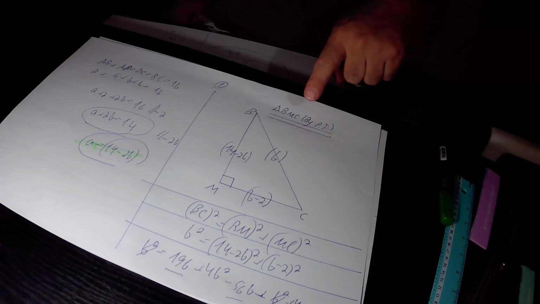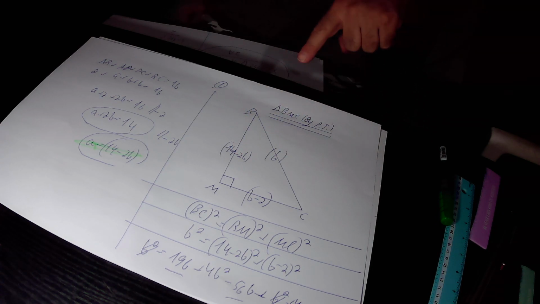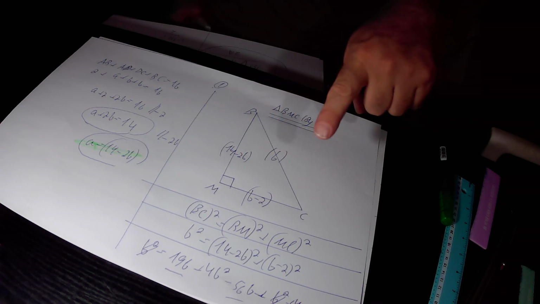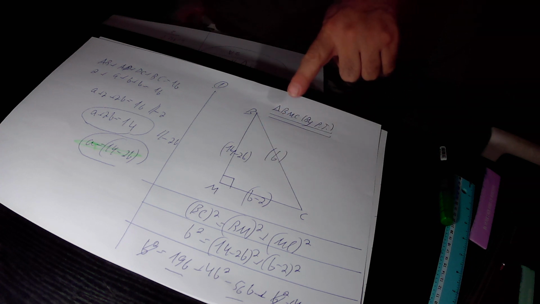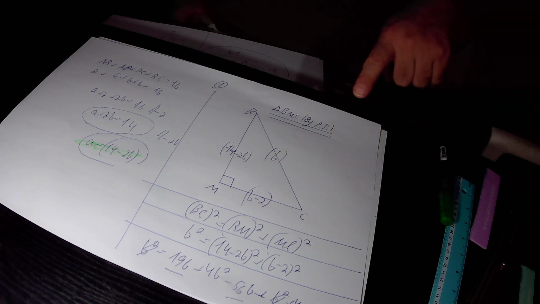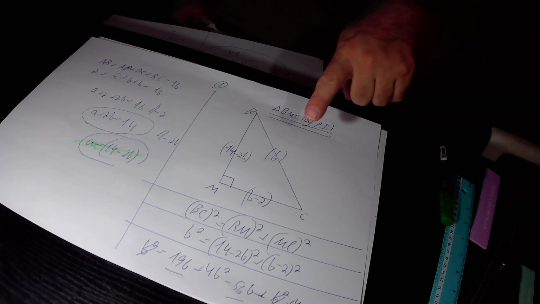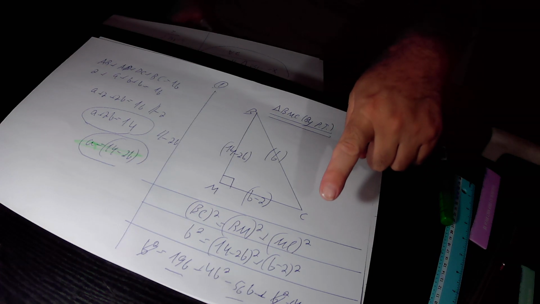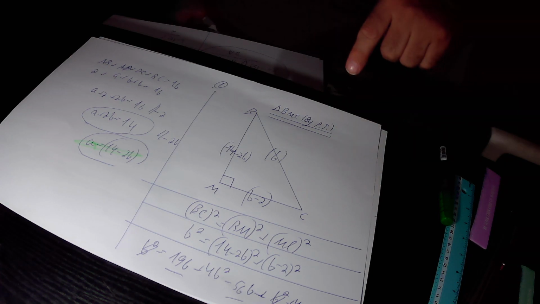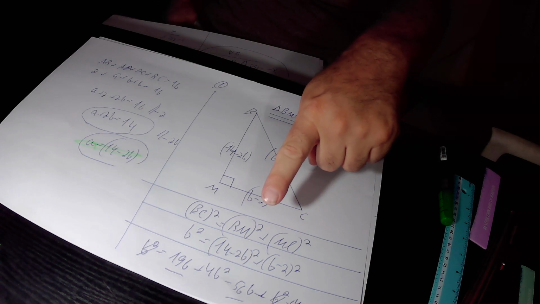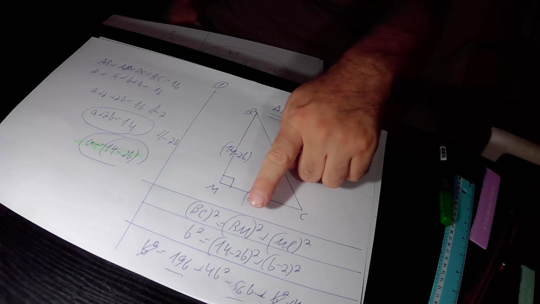BC is B, therefore BC squared is B squared, and it is equal to BM squared plus MC squared. BM is 14 minus 2B, therefore BM squared is (14 minus 2B) squared. MC is B minus 2, therefore MC squared is (B minus 2) squared. So in total, B squared equals (14 minus 2B) squared plus (B minus 2) squared. Here we open the brackets on this side of the equation.